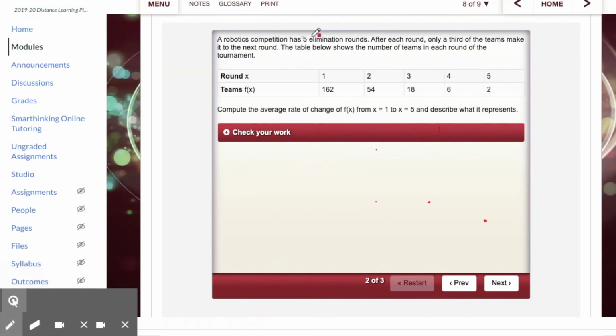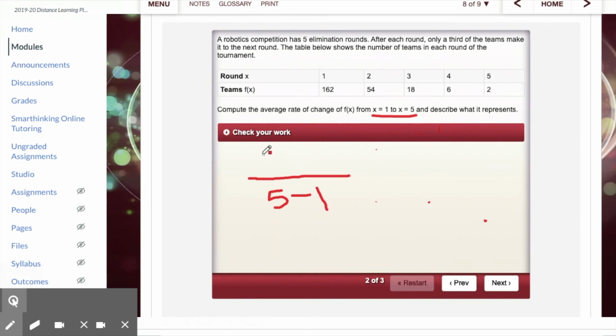So we have a robotics competition as 5 rounds. Only a third make it, yada yada. Here's my table. So round 1 through 5. Start with 162, and we end with 2 teams at the end. Compute the average rate of change from 1 to 5. So I'm going 5 to 1 on the bottom. And the reason I'm doing that is because I'm increasing in rounds. I'm adding 4 rounds. So if I did 1 minus 5, it would be negative, but I want it to be positive. So I'm going to do 5 minus 1.